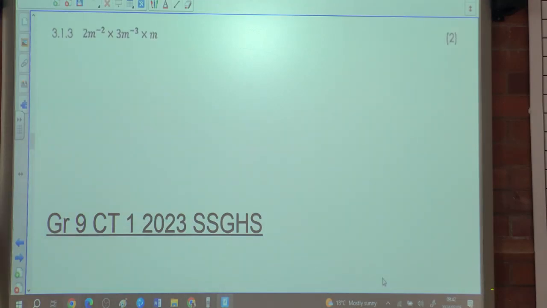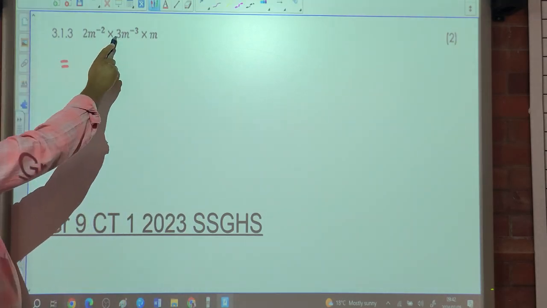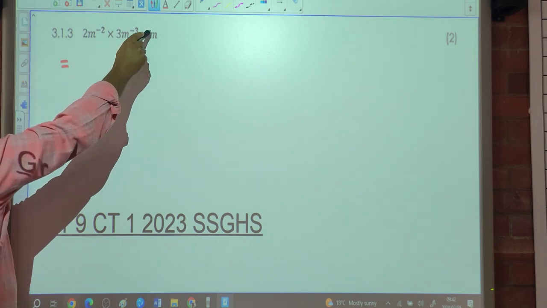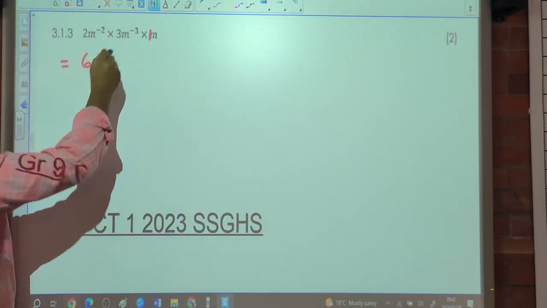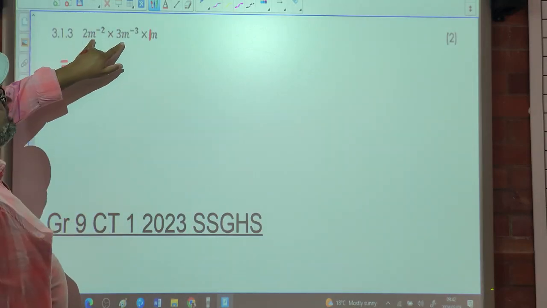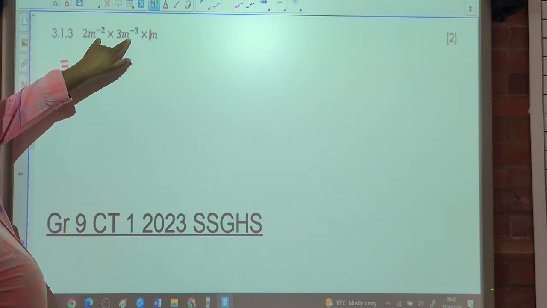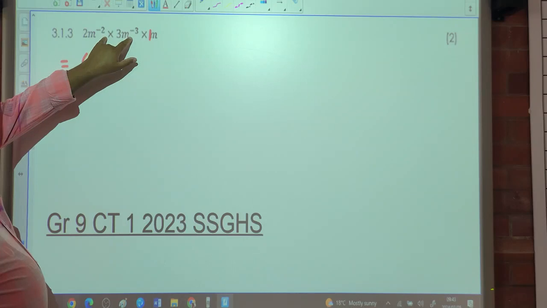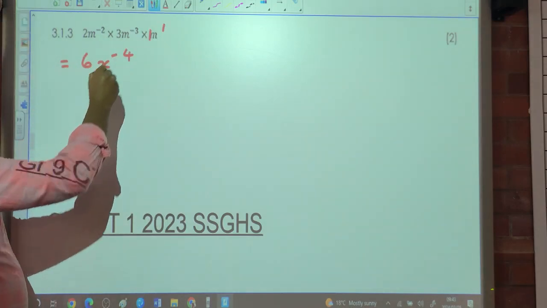So 3.1.3. The question says you've got 2m to the negative 2 multiplied by 3m to the negative 3 multiplied by m. So we sort out the coefficients first. 2 multiplied by 3 is 6. And if there's nothing, there is a 1. So the answer is going to be 6. m to the negative 2 times m to the negative 3. When we're multiplying and the bases are the same, add the exponents. So m to the negative 2 plus negative 3 is negative 5. And there's a 1 here. Plus 1 is going to give you negative 4.